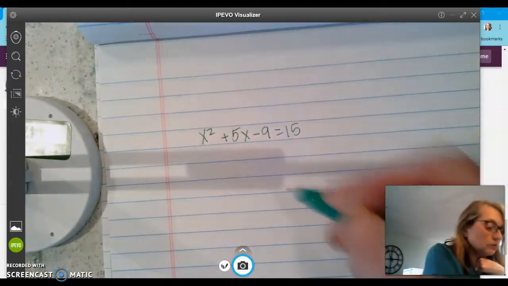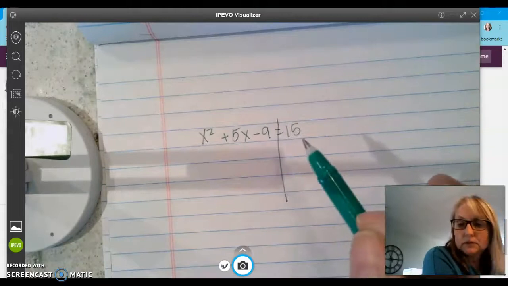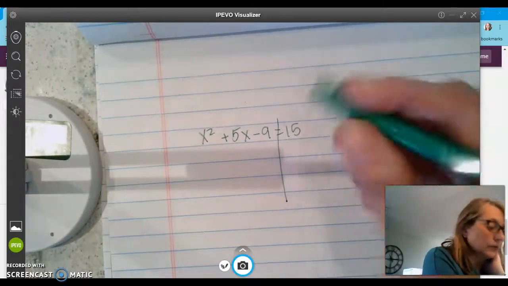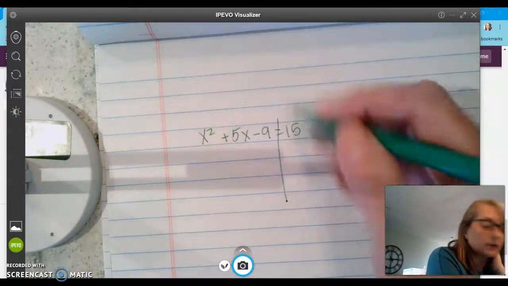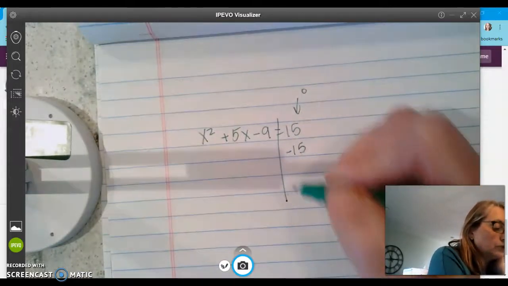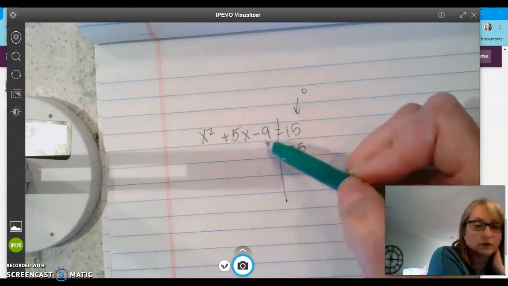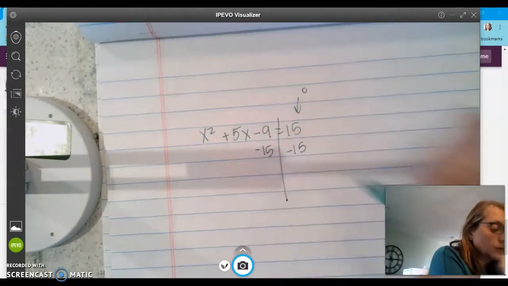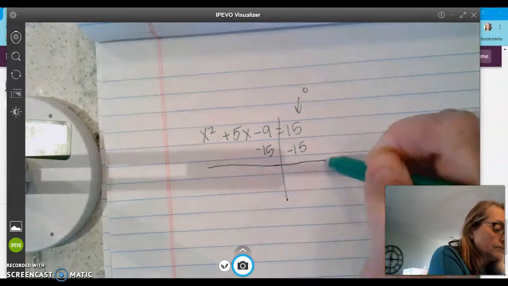Okay, that was my equation. Remember, Mrs. Harrison has a video out there reminding you how to do this. I'm going to draw a line down my equal sign. I'm going to get this side to be 0. So I have to subtract 15 from both sides. 15 is a number with no x's, so I'm going to put it with the negative 9.